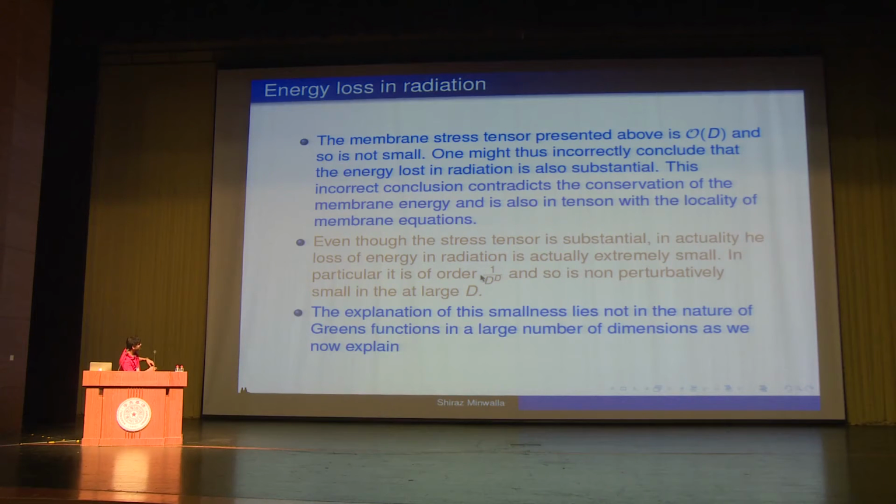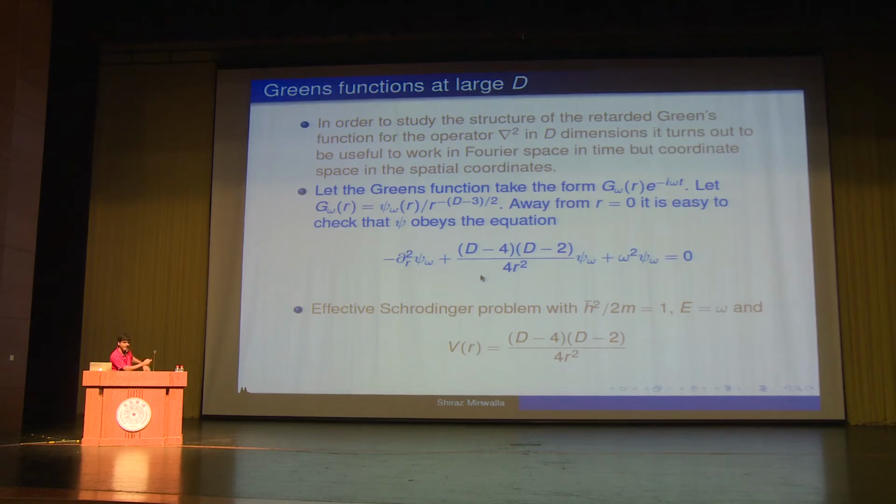Now, notice that the stress tensor and the charge current are not small. In fact, they're order d. So you might think then that the radiation that they emit will be quite substantial. But that turns out not to be the case. And this has to do with an interesting property of Green's functions in a large number of dimensions.